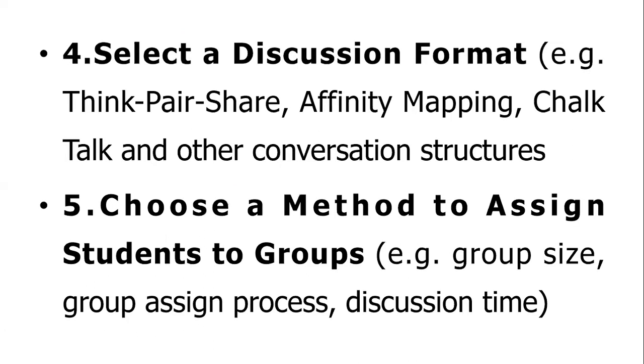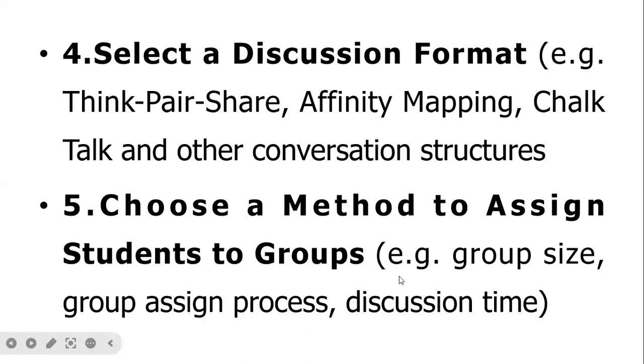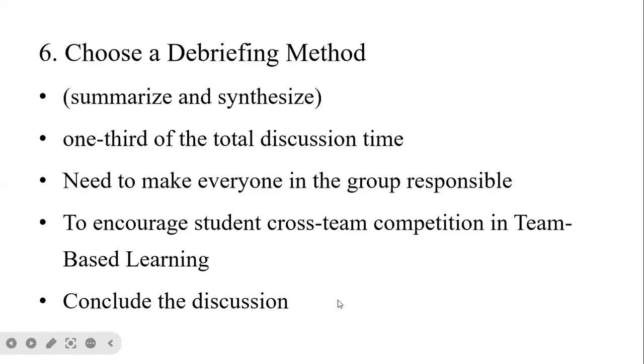Select a discussion format: think-pair-share, affinity mapping, jigsaw, talking circles, and other conversation structures. Choose a method to assign students: group size, group assignment, and discussion time. Choose a debriefing method, summarize and synthesize. One third of the total discussion time is needed to make everyone in the group responsible. To encourage students, use cross-team competition in team-based learning, then conclude the discussion.